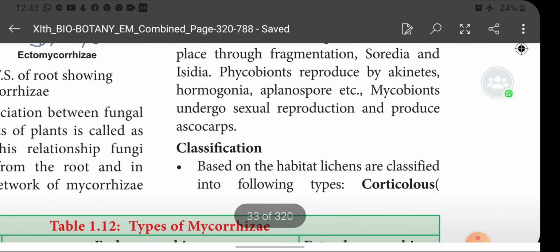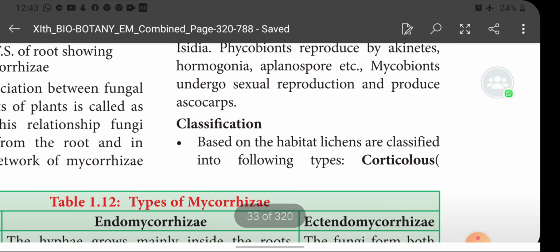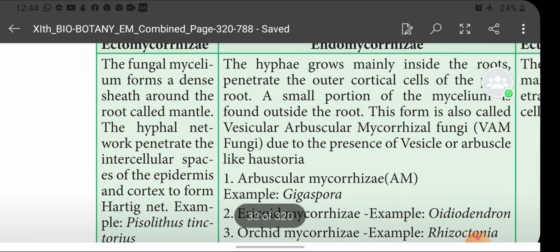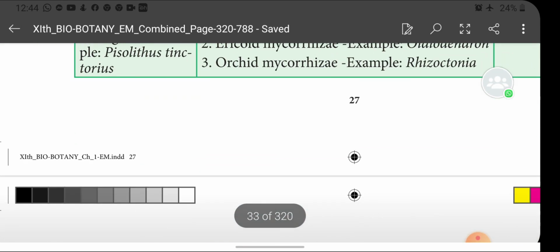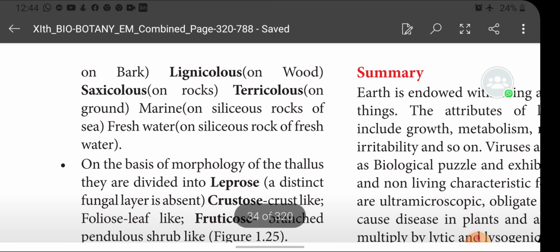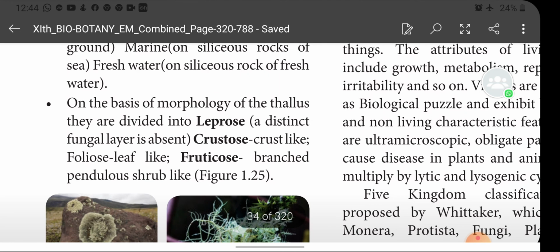Phycobionts reproduce by akinetes, hormogonia, aplanospores, etc. Mycobionts undergo sexual reproduction and produce ascospores. Based on the habitat, lichens are classified into the following types: Corticolous, that is, fungi live on bark; Lignicolous, fungi live on wood; Saxicolous, fungi live on rocks; Terricolous, fungi live on ground; marine, on siliceous rocks of the sea; freshwater, on siliceous rocks of freshwater.